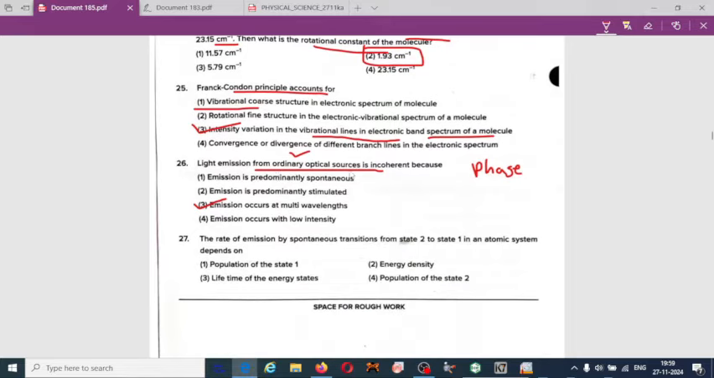Light emission from ordinary optical source is incoherent because emission is predominantly spontaneous. From the given key answer, please verify this also.